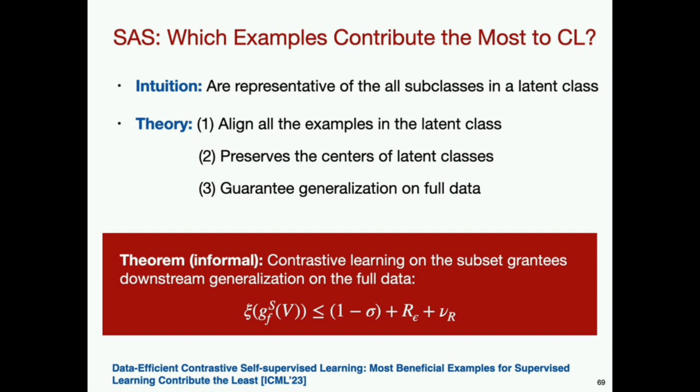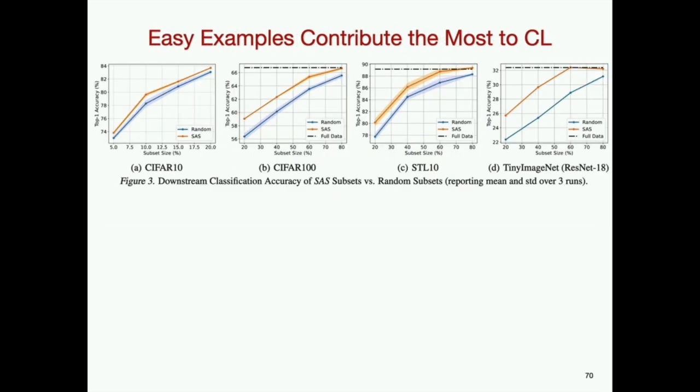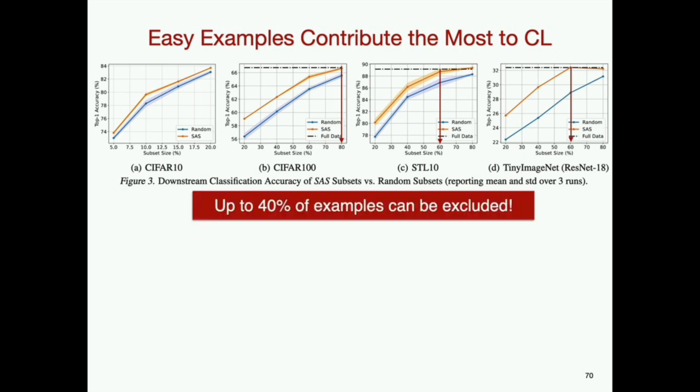Okay, so that was the intuition and the theory. Diving into some experiments now. We test this algorithm on a bunch of image classification data sets. And here we can see that for CIFAR-100, you can select 80% of the subset and get the same performance as the full data. For STL10, you can go as small as 60%. And for Tiny ImageNet as well. And so you can discard up to 40% of examples using this and match the performance of training on the full data.